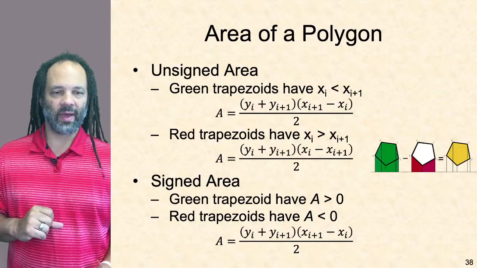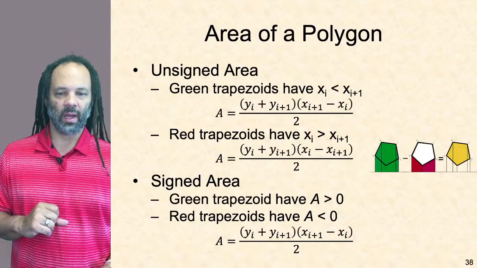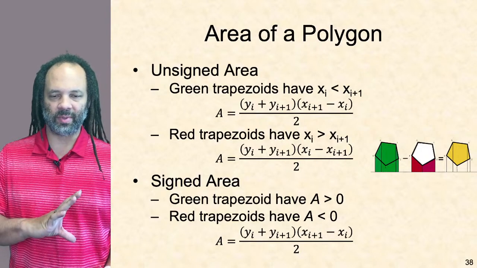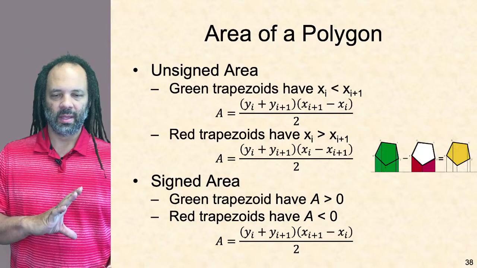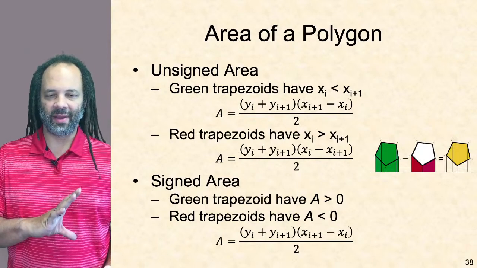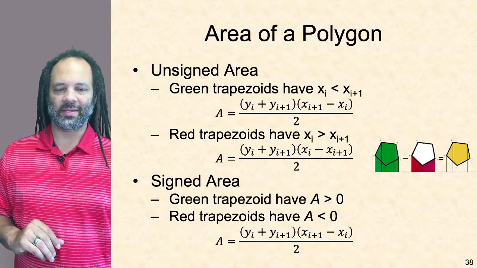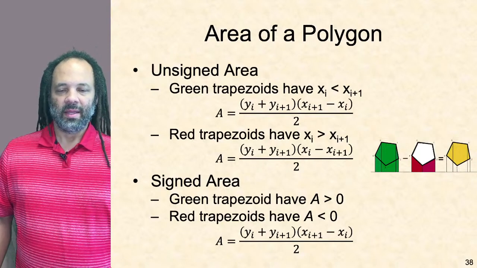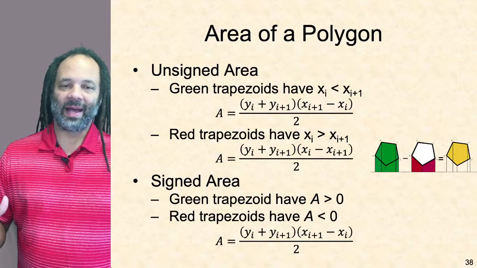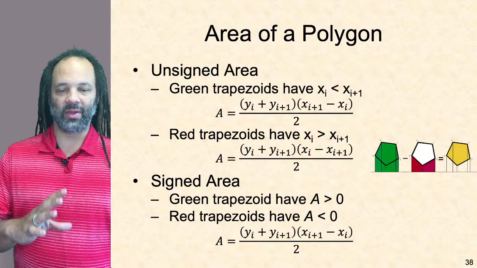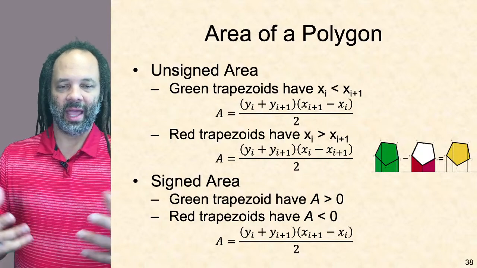But if I apply the signed area there with the green trapezoid and the red trapezoid, then the green ones give me positive values, and the red ones just automatically give me negative values. So I can just calculate all of them, add them together, and I've got the answer.